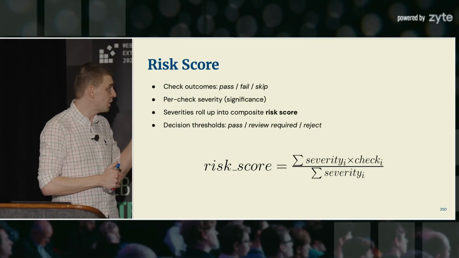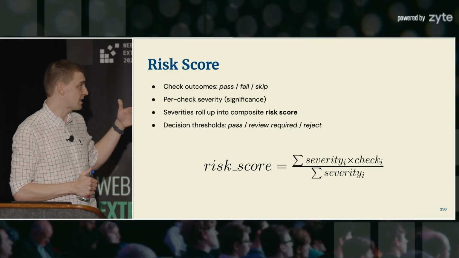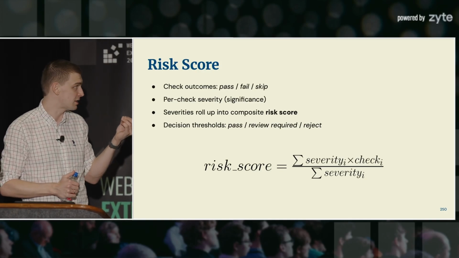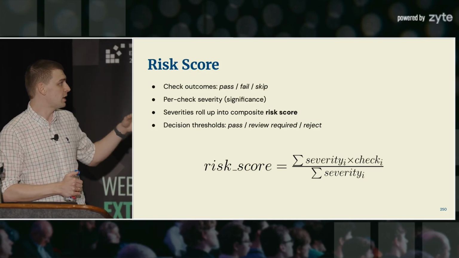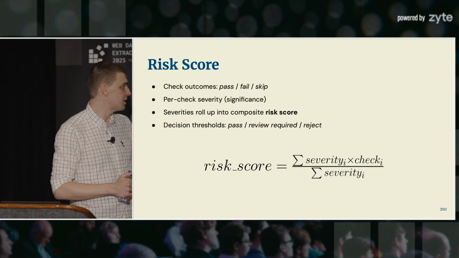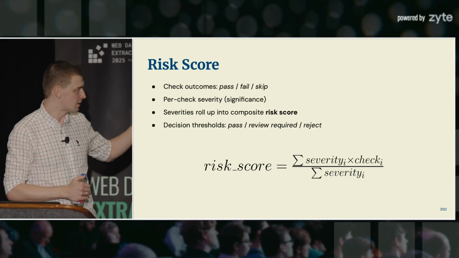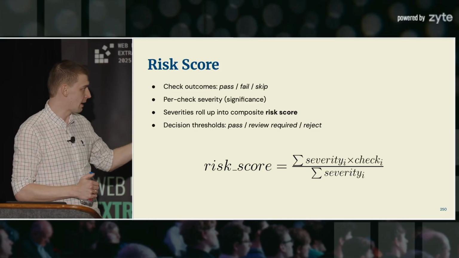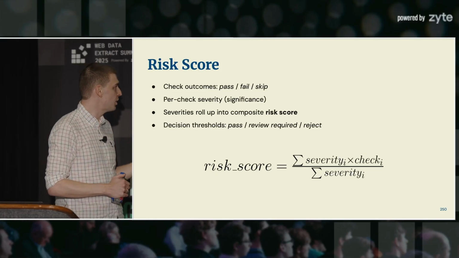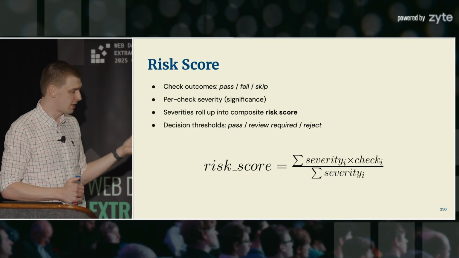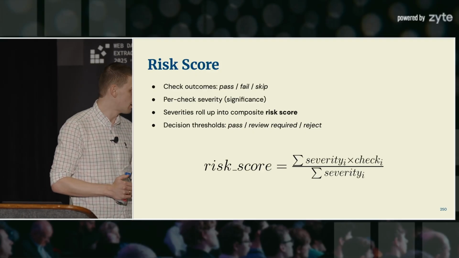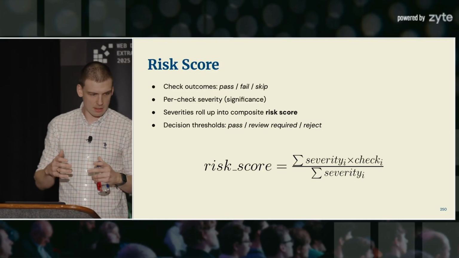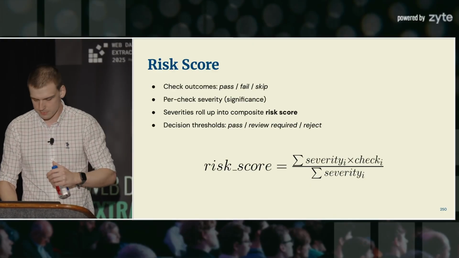And finally, each check results in a pass, fail, or skip value that has its own severity. We calculate max severity as the sum of all severities and passed value as the sum of severities for passed checks. This gives us our risk score, where we apply our decision thresholds, whether to accept, review, or reject extracted data. This is how we surface all the errors.